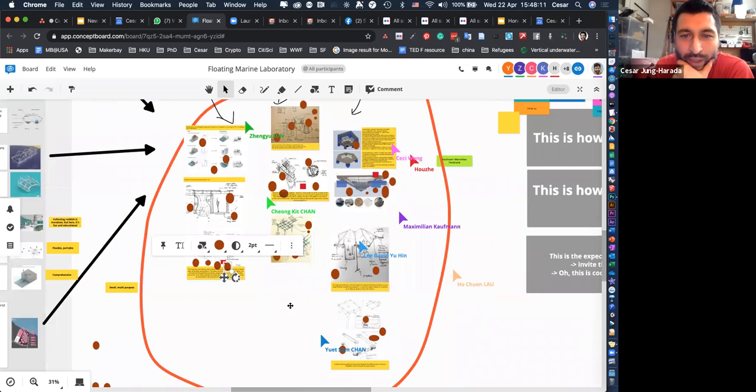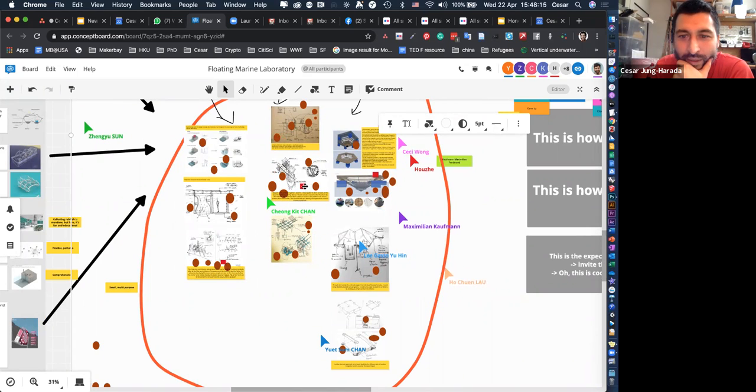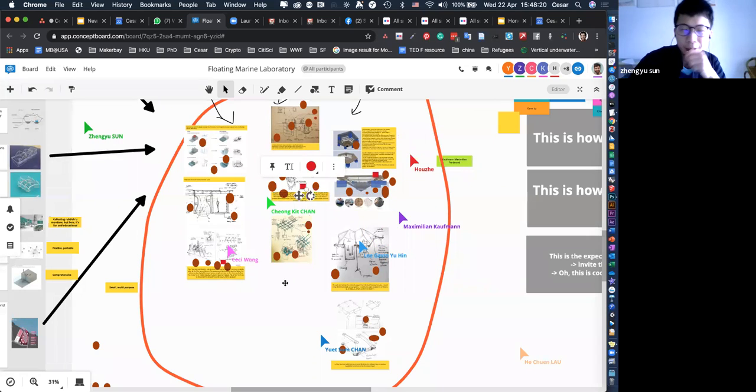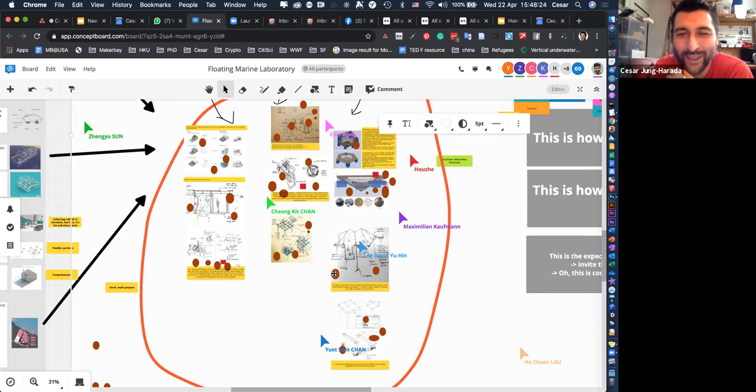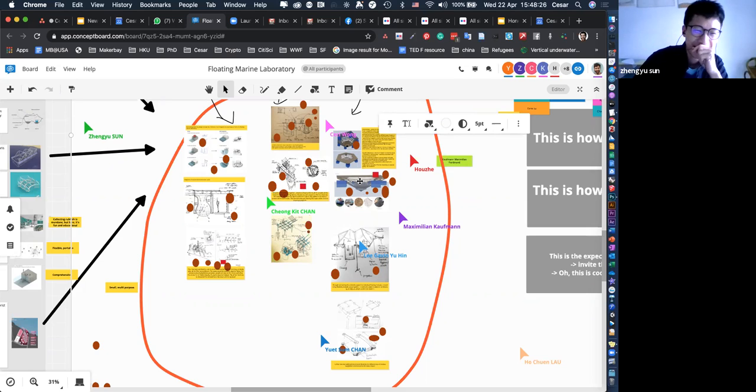Somebody's voting with a red square, right? I was screaming with the red square. I can't move the red dot. No worries. I don't know why. It's okay. No worries. Okay.